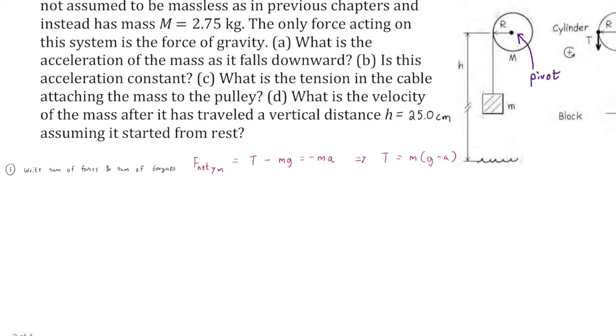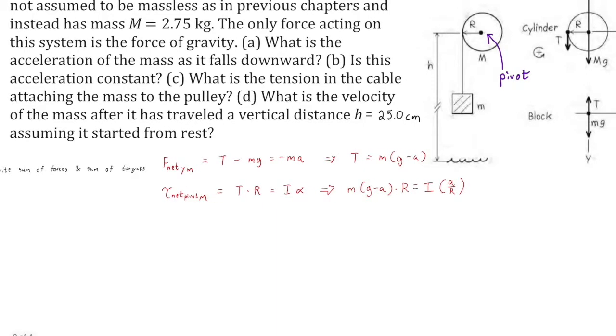Okay, so that's a tension, great. So here's the thing that's new. We're gonna do a sum of torques, all right? Now it doesn't make sense to do torques on the block, because the block is not rotating. The only thing that is rotating is the pulley, around the pivot. So it's the net torque relative to the pivot on big M, which is of course the pulley.